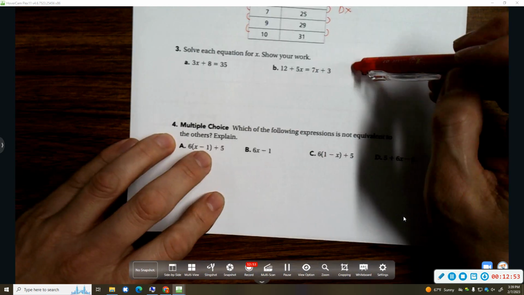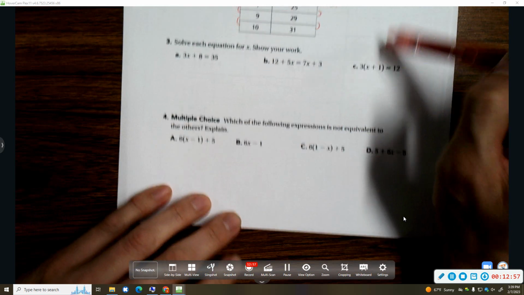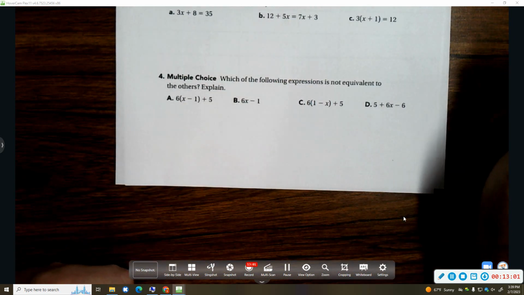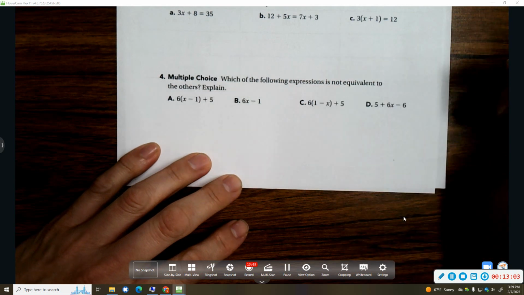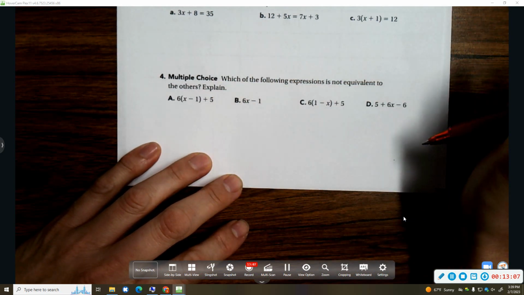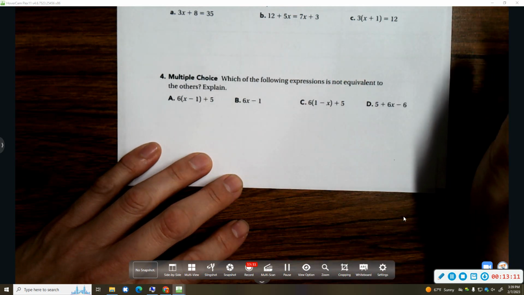Number 3 is just a review. Solve for x, solve for x, solve for x. Distributive property first. 4 is multiple choice. Which one is not equal to the others? Which one is different? If I were you, do the distributive property and collect like terms first. Collect like terms first. And then you see which one will be different.